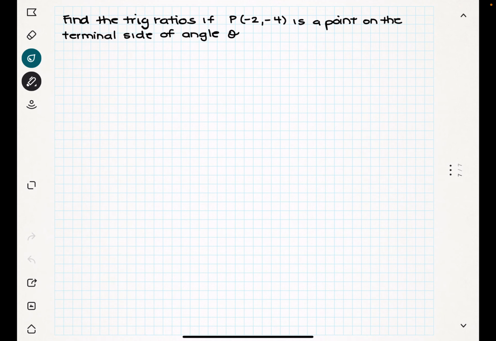Okay, now we don't have a generic point. Now we have an actual point. So let's see what the difference is if we have this type of information.